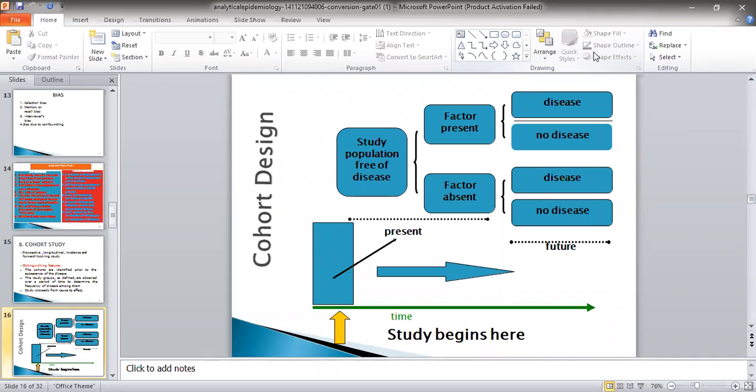And from these factors, we will lead towards the outcome. Okay? That will be in the form of some may be having disease or some may be not having disease in the presence or absence of that risk factors. So that's how we will lead the study. So the present will be the study population free from the disease and having or not having the risk factors, and we will go to the future. That will be the outcome in the form of people having disease or non-disease.